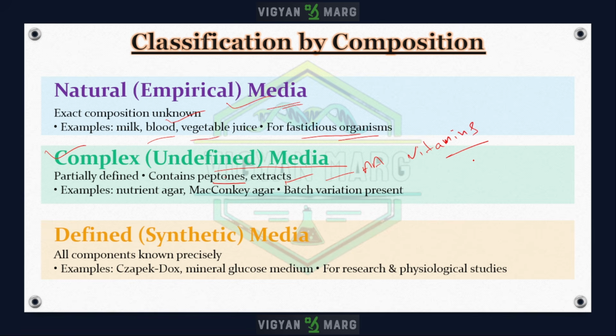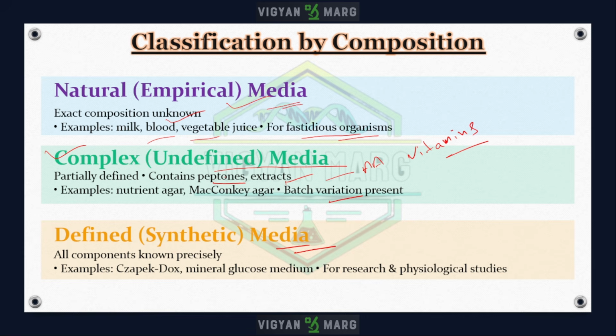Okay, but the exact amount of each component is not known properly. Examples are nutrient agar, nutrient broth, MacConkey agar, and many routine diagnostic media. There is some batch to batch variation present there, but they are robust and inexpensive and support a wide range of organisms.